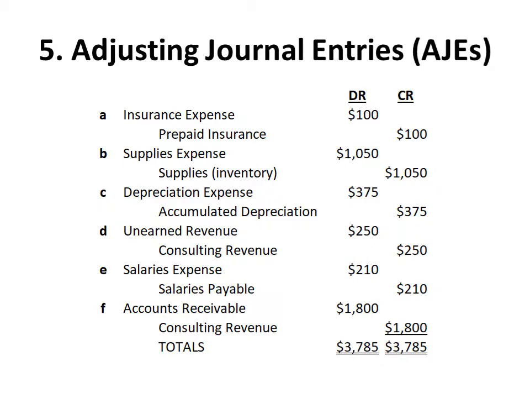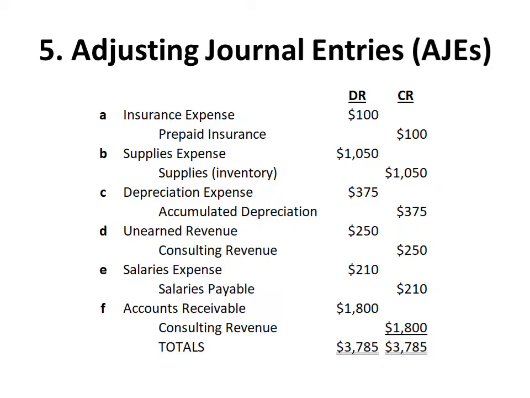Let's see. Item A, I have insurance expense debit. That's an increase in an expense in my income statement. And I have a credit to prepaid insurance. Under the matching principle, I am going to assume that the firm has consumed $100 worth of their prepaid insurance. Prepaid insurance is, of course, an asset account, and a credit to that account reduces its carrying value or balance.